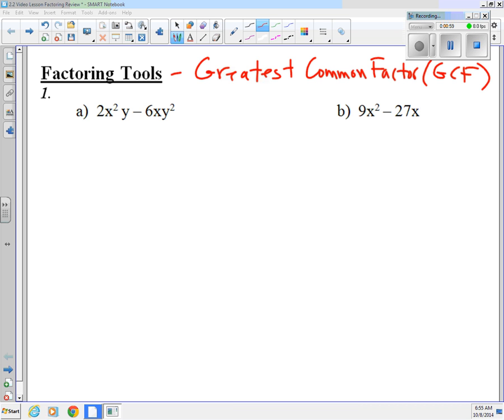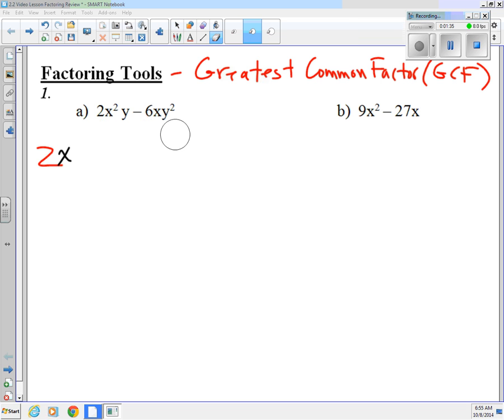If I look at A here, 2x squared y minus 6xy squared, first I'm going to look at the numbers, 2 and 6. The greatest common factor of 2 and 6 is 2. So I can undistribute a 2 from this already distributed out expression. Then I have my x's. I have x squared, I have 2 x's here and 1 x here. So I can take away from them 1 x. They each have an x to give me. They don't each have an x squared to give me because the term 6xy squared doesn't have the x squared to give me. And now I'll look at my y's.